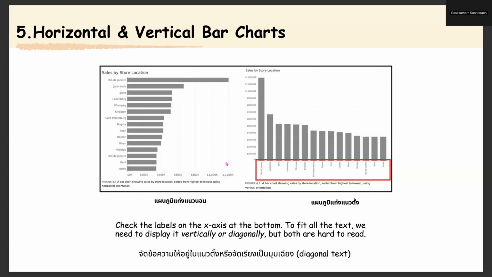Horizontal and vertical bar chart. The important thing is you need to check the labels on the x-axis at the bottom. Sometimes you need to fix all the text. You need to display it as vertical or diagonal. However, both of them are hard to read, but sometimes you do need it.